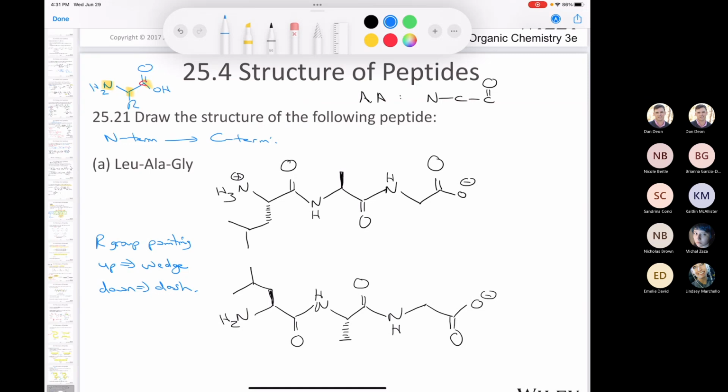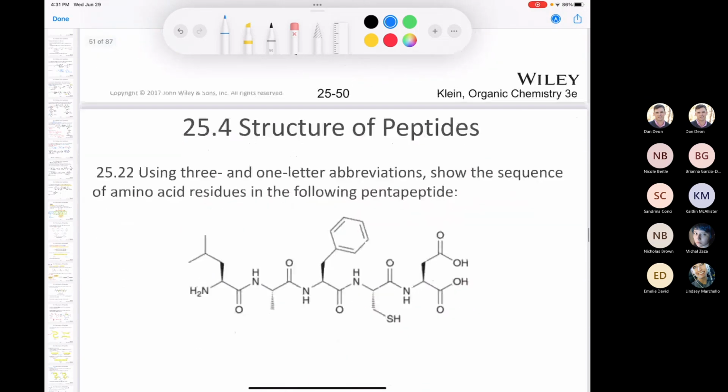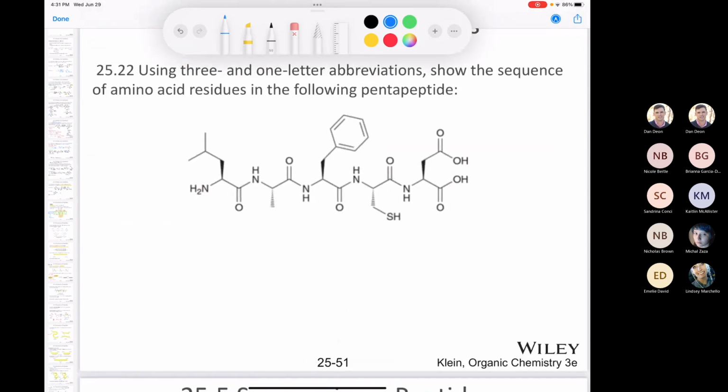All right. Give me a thumbs up if you follow me on that. If you're thinking, Mr. Dean, I can draw a peptide. I could do that. Everybody with me on that one? Drawing a peptide? No? Okay. All right. Let's take a look at another problem then.